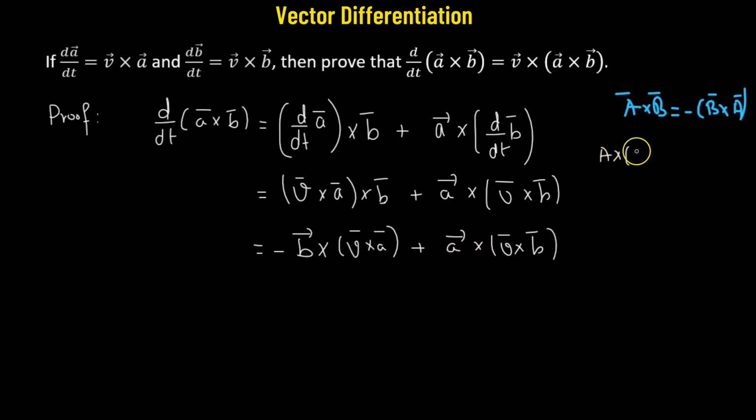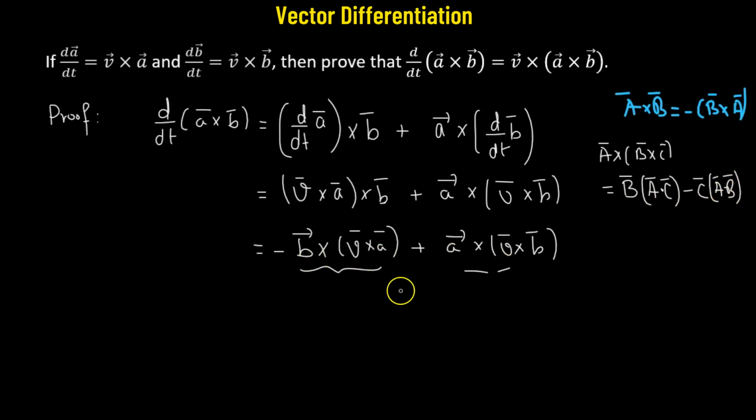Let's say we have vector A crossed with (B cross C), and to expand this, all we have to remember is the mnemonic BAC-CAB. It means we first take the vector B and multiply it by the dot product between vector A and C, minus we take the vector C and multiply it by the dot product between vector A and B. So we'll use this mnemonic to expand each of the two vector triple products.